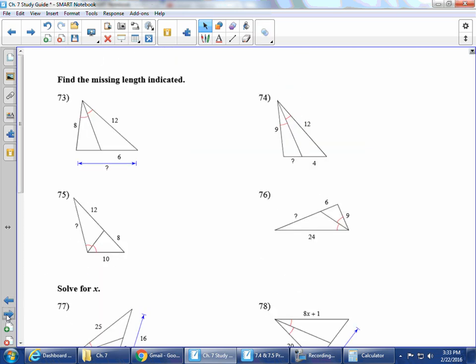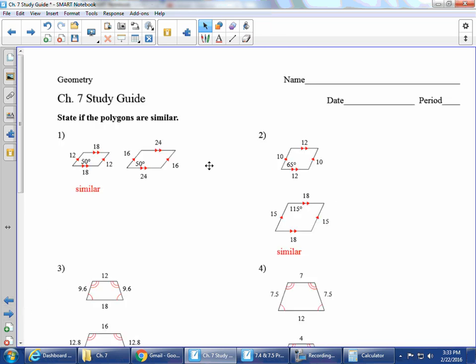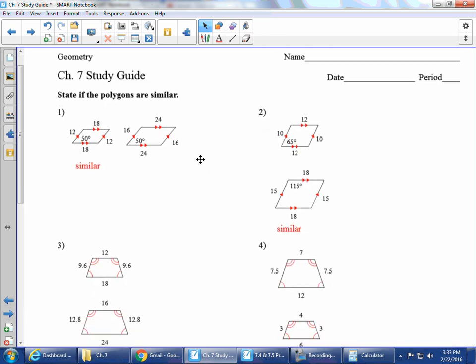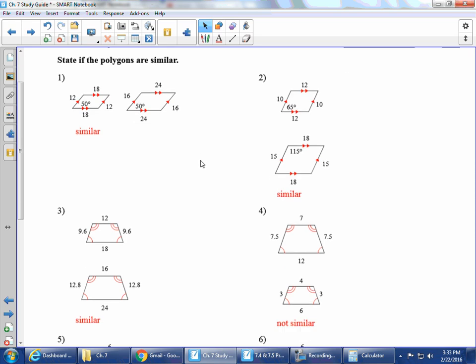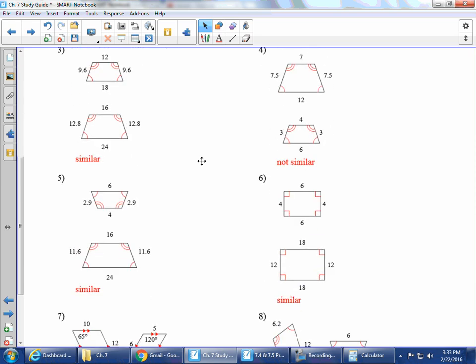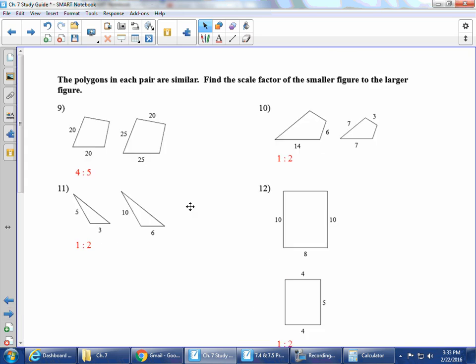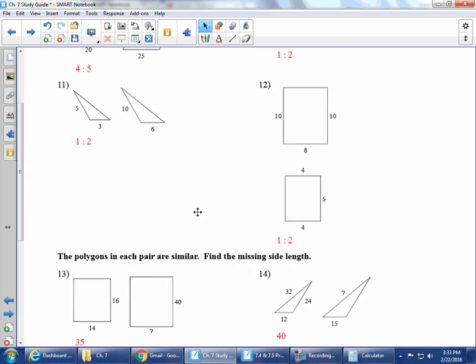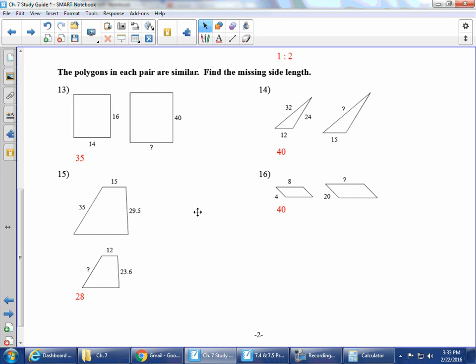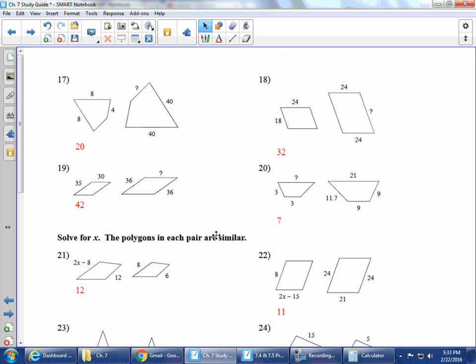And for those of you that are faithfully watching, what I'm going to do now is show you some answers. So here's your answers for page 1. Moving to page 2. Go on to page 3.